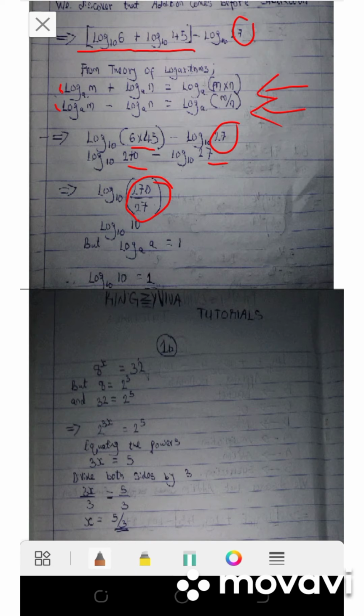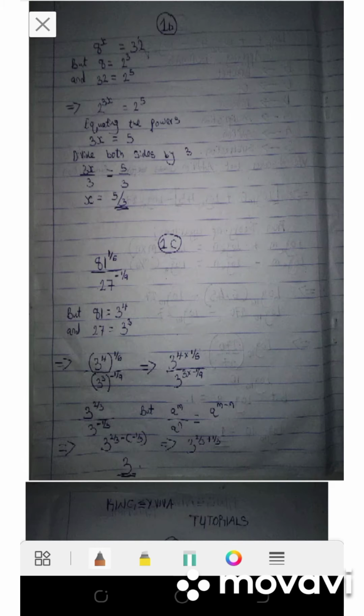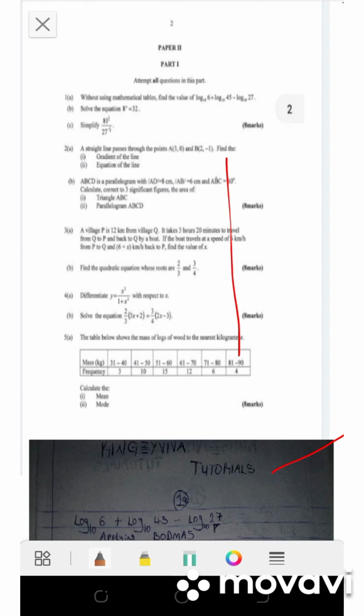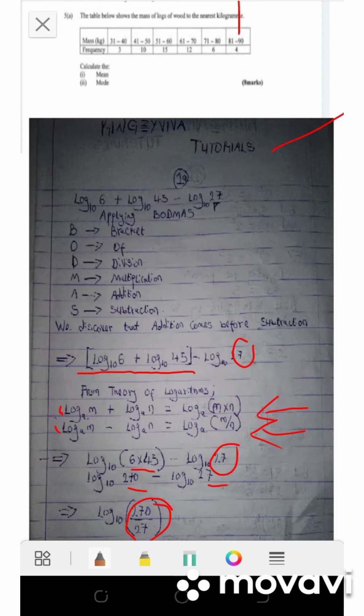So we have log 10 base 10. In the law of logarithm, once the base is equal to the number, say log a base a, it is always equal to 1. So log 10 base 10 is equal to 1. So the first question is done. Answer is 1. Question 2, we have: solve 8 to the power x equal 32.